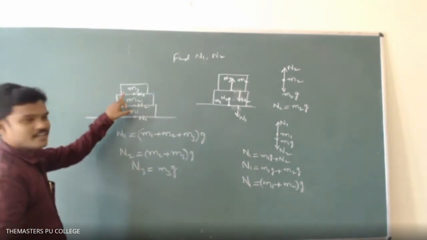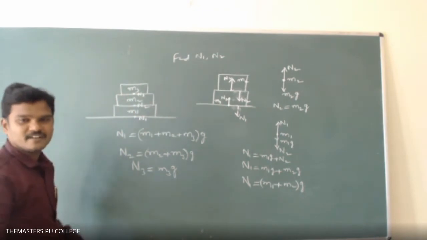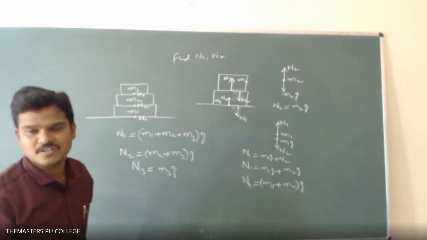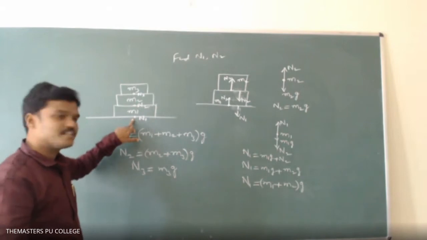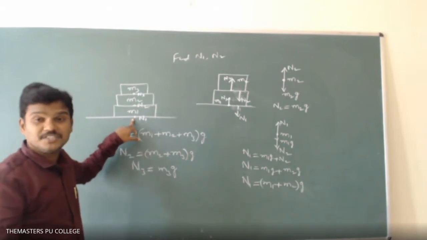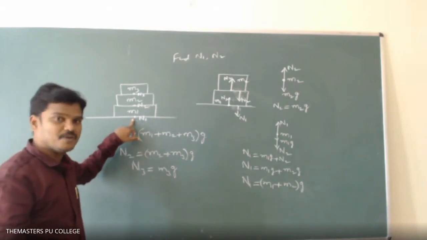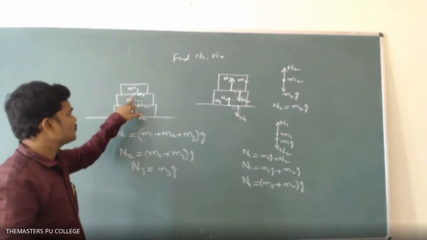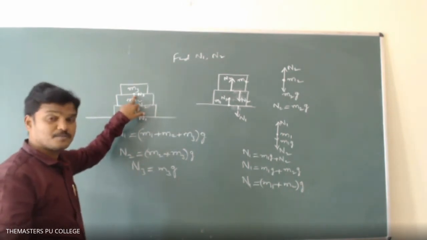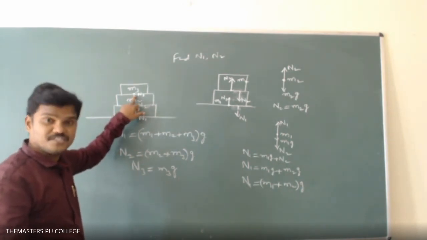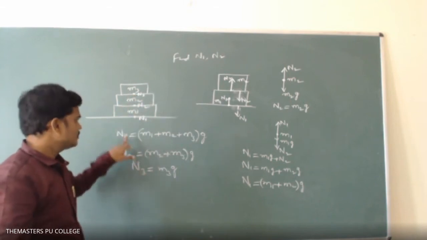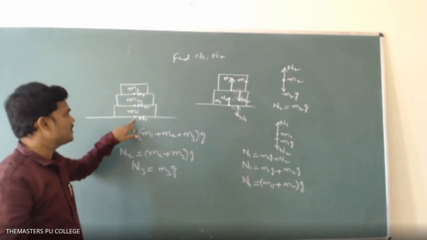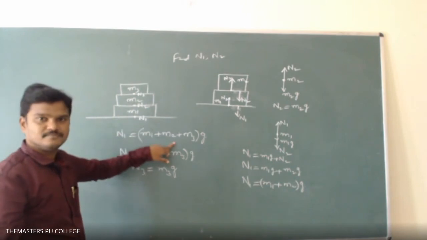Above N1, how many are there? If 10 masses are there, 10 coins placed one over the other, and they ask you to find the normal reaction at the bottom, it is 10 mg, if m is each mass. If they ask you to find it here, if above there are 6, it is 6 mg. Okay, like that. Now see, above N1 how many? 1, 2, 3. Add it.